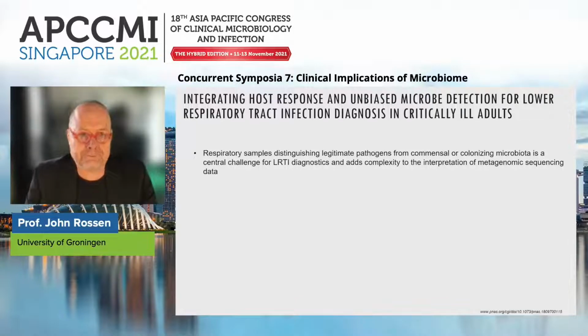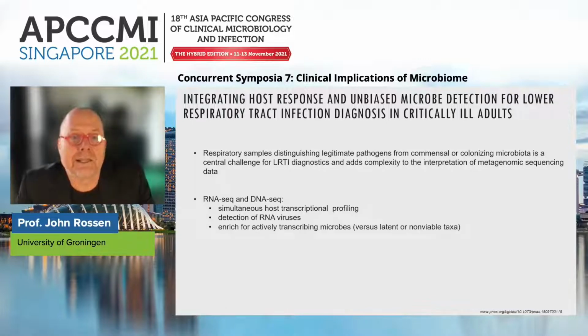And here they wanted to distinguish the pathogens from, let's say, commensal or colonizing microbiota from the ones that are causing lower respiratory tract infections in respiratory samples using metagenomic data. And what they did, they used RNA sequencing and DNA sequencing of the samples.